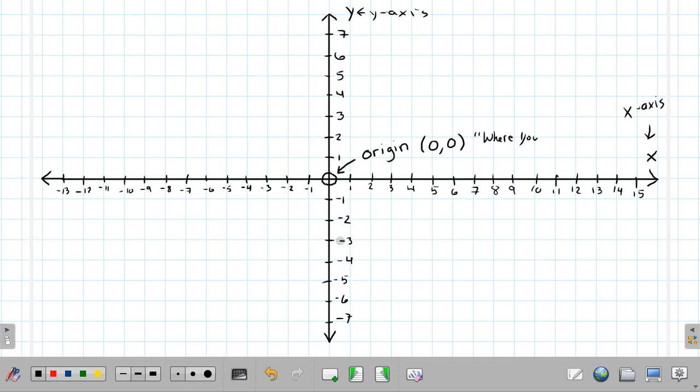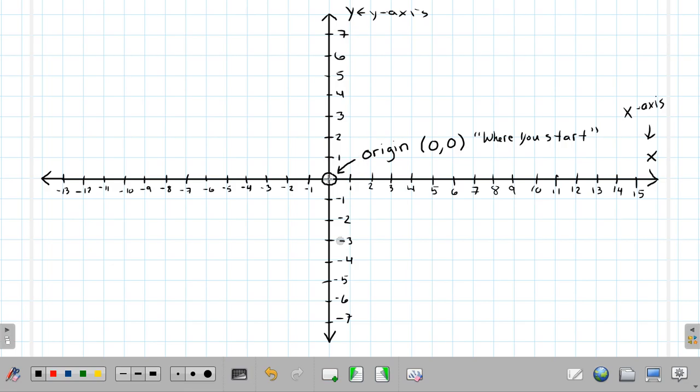you start. And you'll see what I mean once we actually go in and make a point, which I'm getting ready to do right now. Okay. So once again, there's the origin. And now let's talk about these points in another ordered pair. So let's say we have the ordered pair 2, 3.